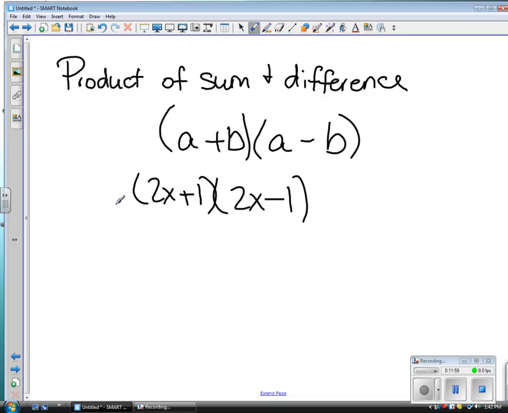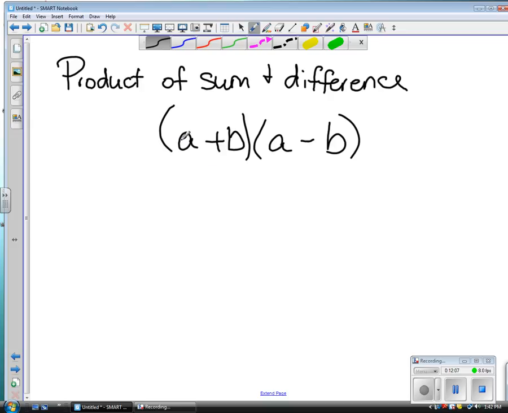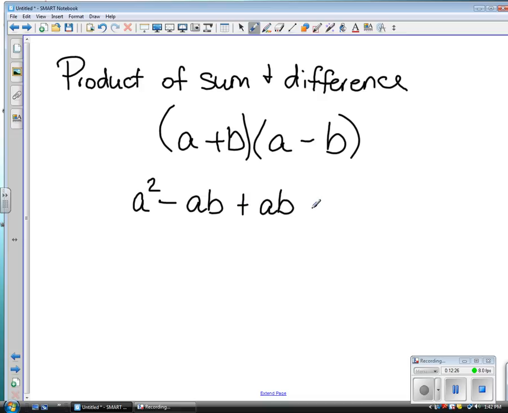I'm going to erase this so we can work that other problem. Let's multiply. FOIL, first term is a squared. Outside term, inside term, and last term. What is happening right here? They cancel off, so all you have is a squared minus b squared.